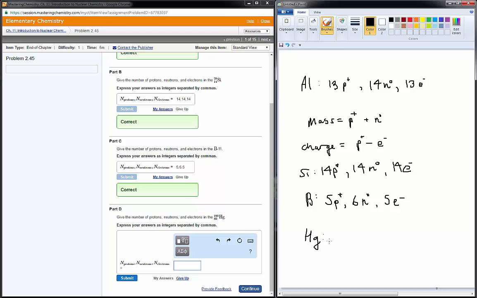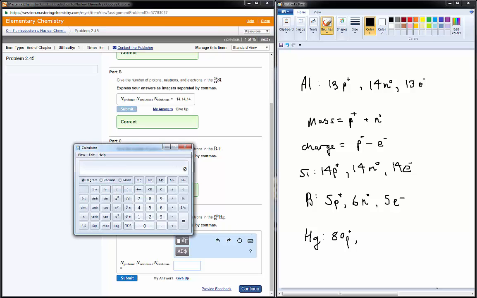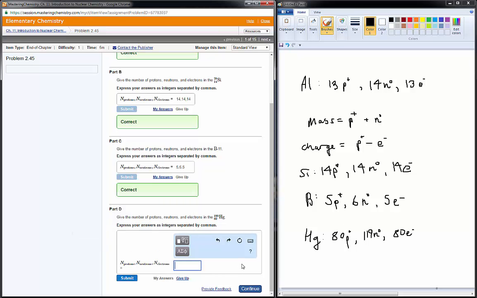So mercury, they're telling us it has 80 protons, and that is by definition on the periodic table, but again, it's convenient that they gave that to us. If the mass is 199, then 199 minus 80 tells us we have 119 neutrons, because that's where all the rest of the mass came from. 119 neutrons. And then again, if I'm neutral, I'd better have 80 electrons. Here we go: 80, 119, and 80.